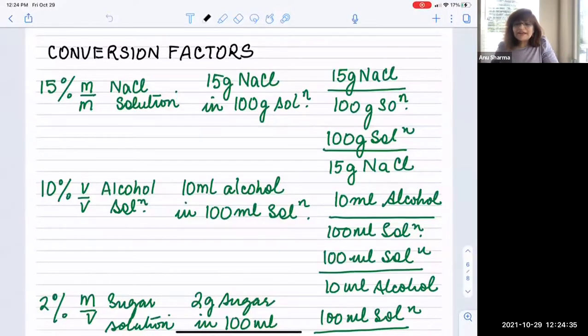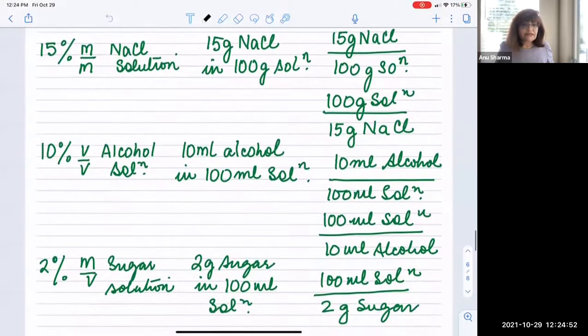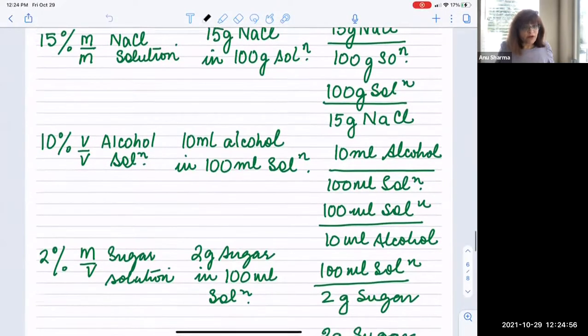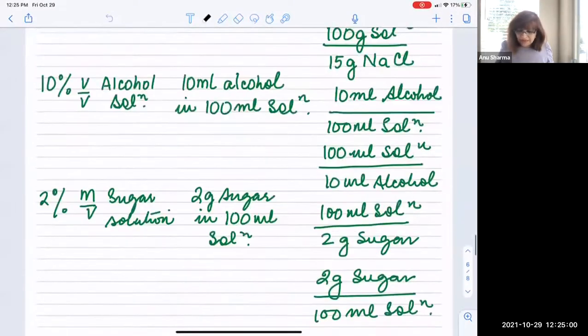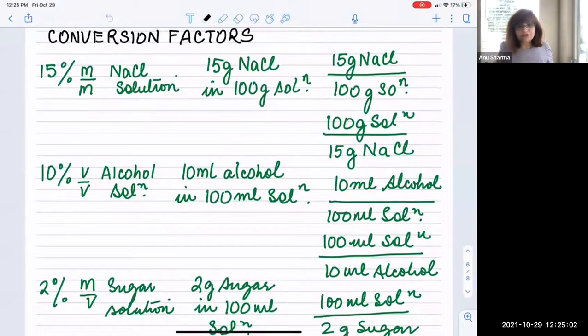Hi guys. Okay, so let's start the remaining part of chapter 9, the solutions. Before we begin, I just want to do a little review of what we covered in the previous lecture, and that is related to the conversion factors. We talked about the different types of concentrations: mass by mass percent, volume by volume percent, mass by volume percent, and the molarity. So these can be expressed as conversion factors also.